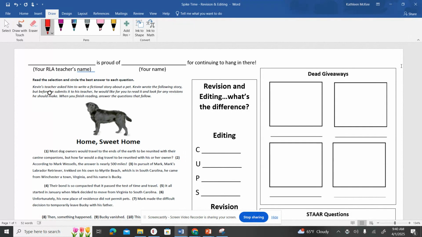So take your pencil, put your RLA teacher's name at the top. Today I am going to do Mrs. Morris, who most of you know as Miss Hardy. She got married. It was awesome. Is proud of, and then you put your name right there.